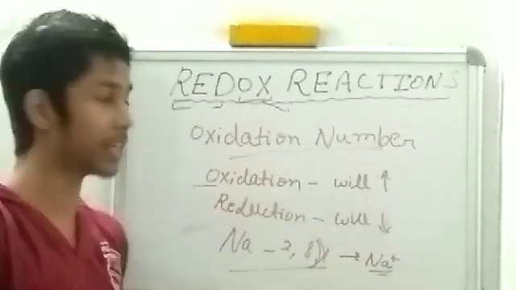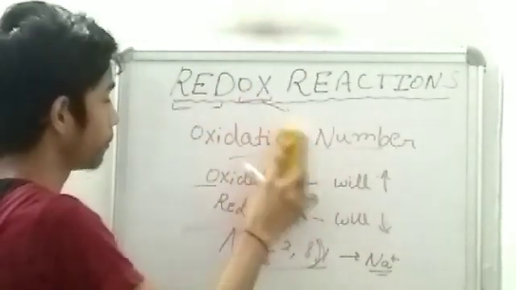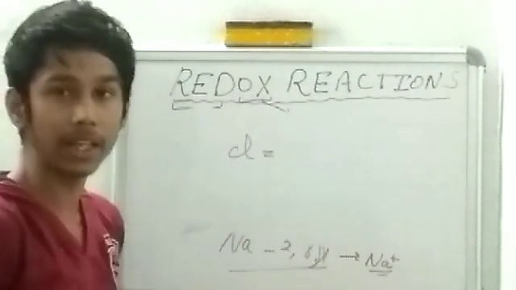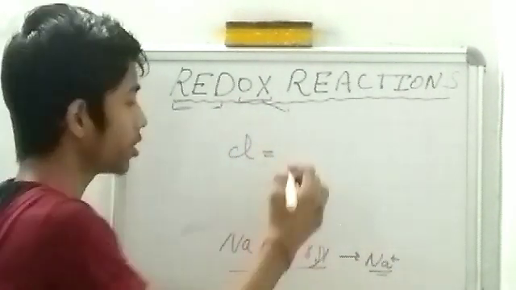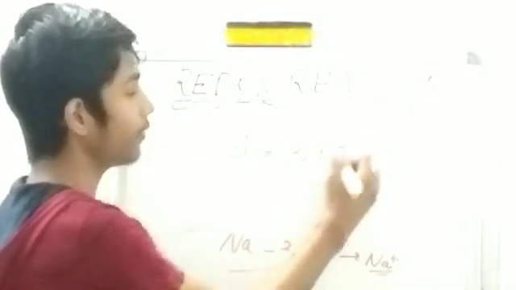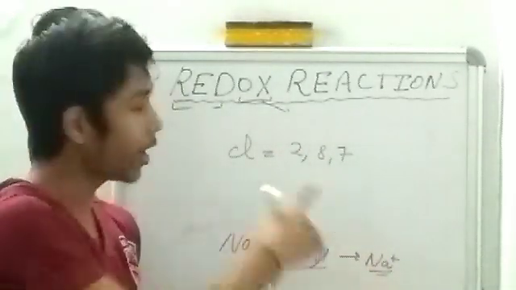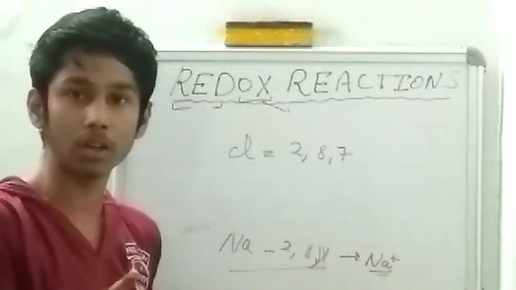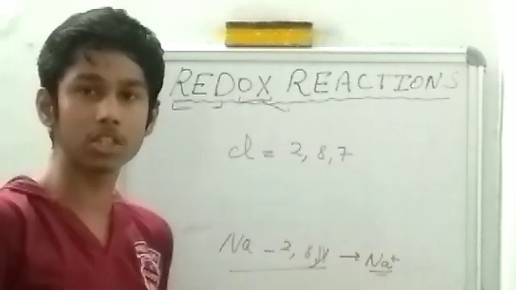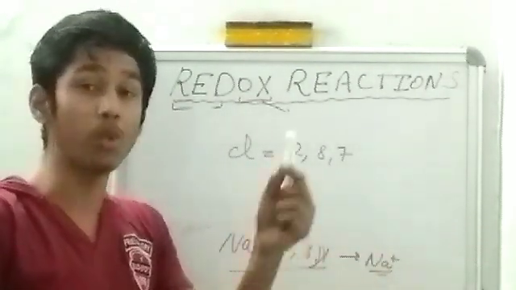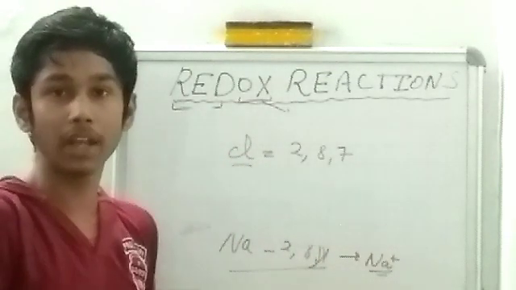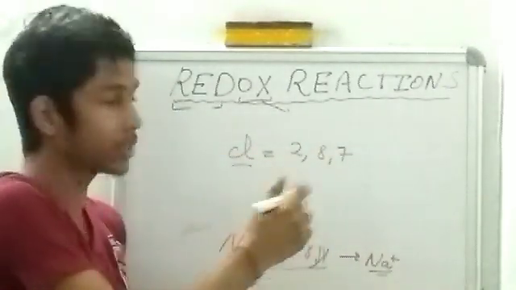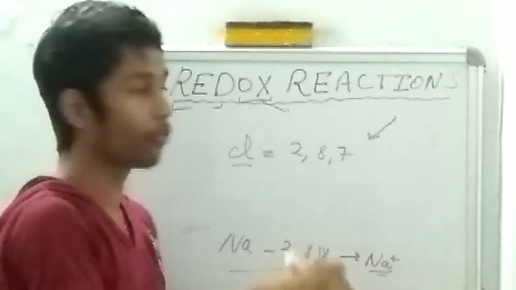Now let's take a similar example. It is chlorine. Chlorine has the electronic configuration 2, 8, 7, right? So here it is also not stable because the last shell should have either 8 electrons or 0. It is very difficult to lose 7 electrons, and it is very easy for chlorine to get 1 electron from somebody. So chlorine gets 1 electron from somebody.